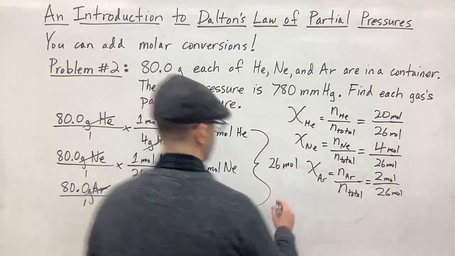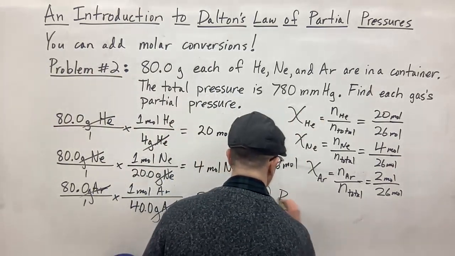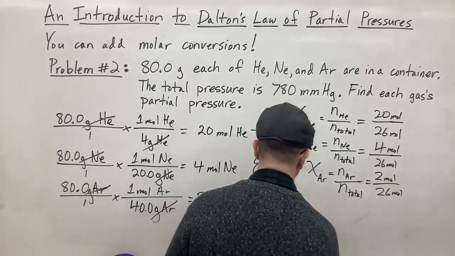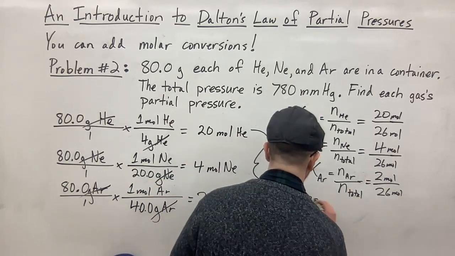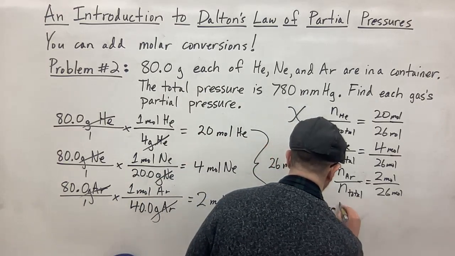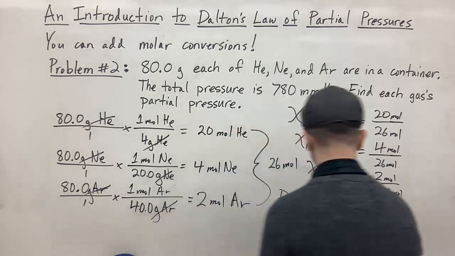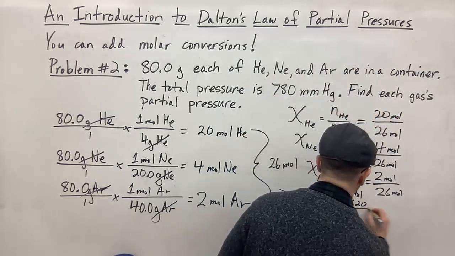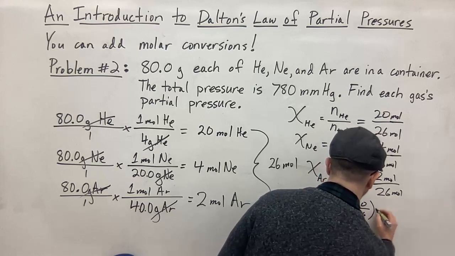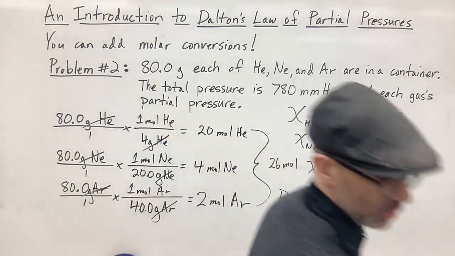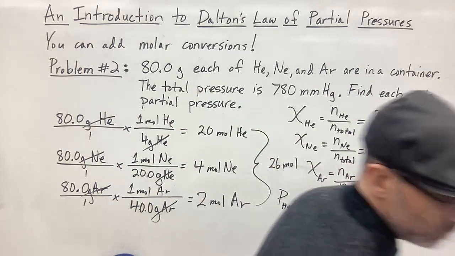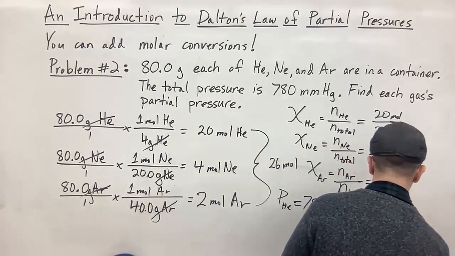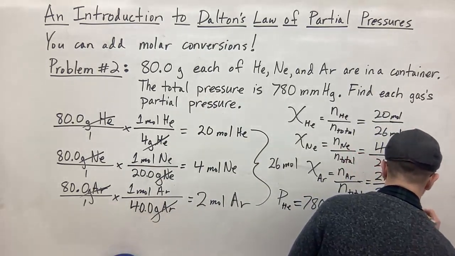So for the partial pressure of helium, that's going to be the total pressure, which is 780 millimeters of mercury. Multiply that by the mole fraction here, which is going to be 20 divided by 26. And there we get our answer of 600 millimeters of mercury.